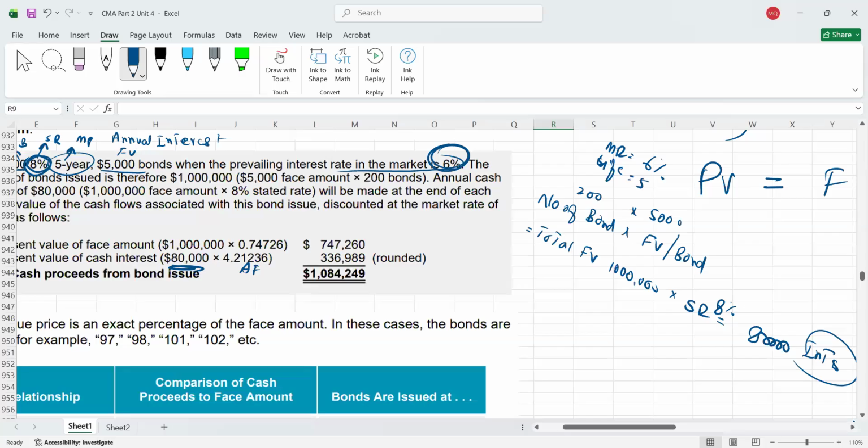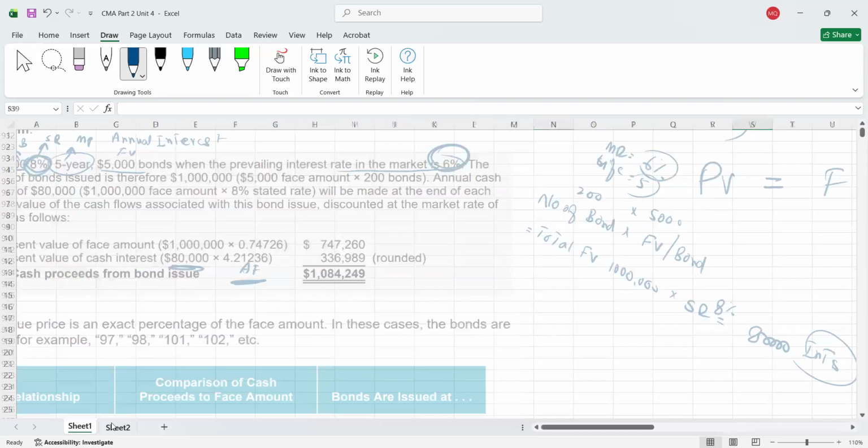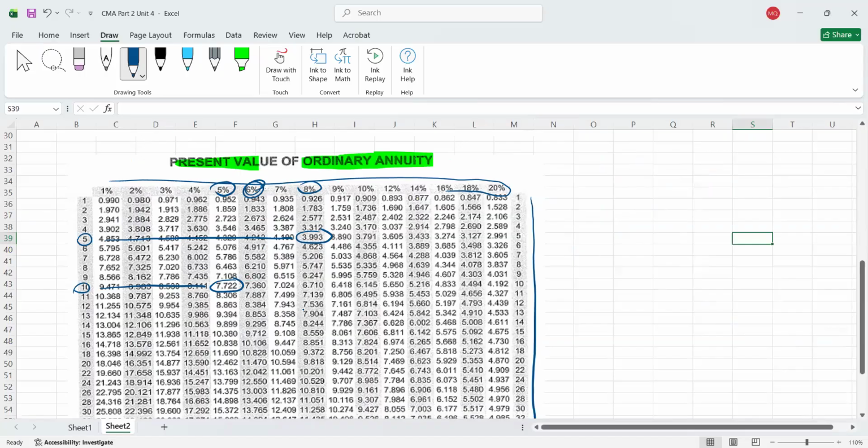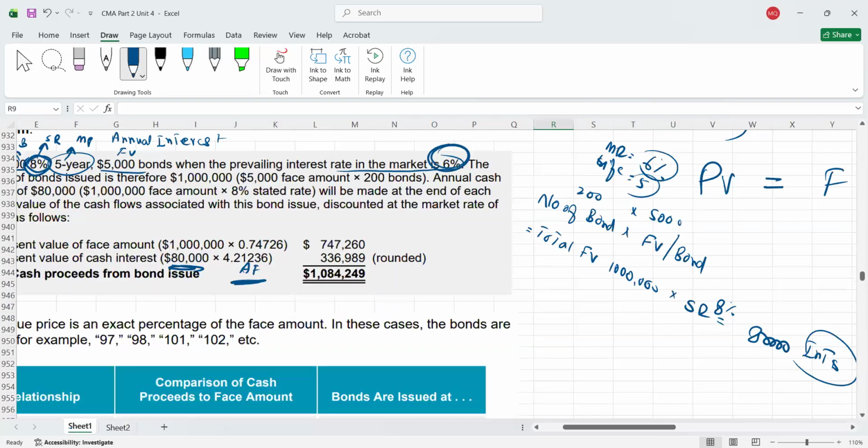So you will go to the annuity table, and look for 6%, 5 years. This is the annuity for 6% for 5 years. This is the fifth year value. For year five, 6%, this is the value, 4.212. This figure you will multiply with the interest. This will give you one present value, the present value of interest.